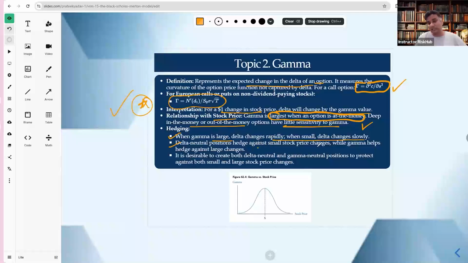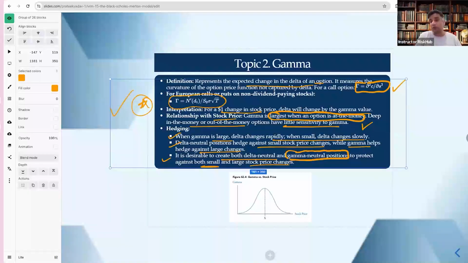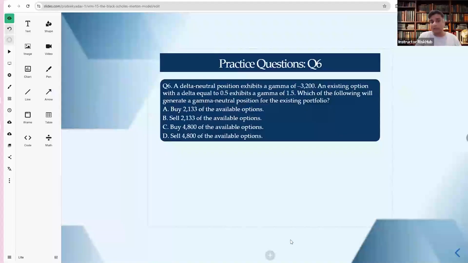A delta neutral position hedges against small stock price changes, while gamma helps hedge against large changes. It is desirable to create both a delta neutral and gamma neutral position. This is what I told you, that when you go to advanced level things, you do delta gamma neutral, right? You do delta neutral also, gamma neutral also, to protect against both small changes also, large stock price changes also. Now let's look at gamma neutral. This is another set of numericals on gamma neutral.